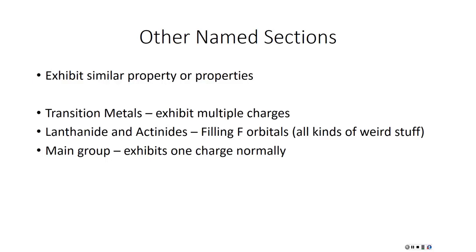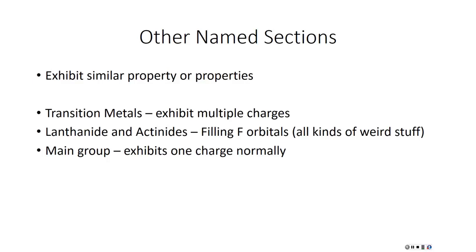So oxygen, for example, is always -2. Carbon is always -4 or +4, maybe. So that's our main group. The transition metals, though, can vary greatly. So we just have to remember that property as we're going forward for those.